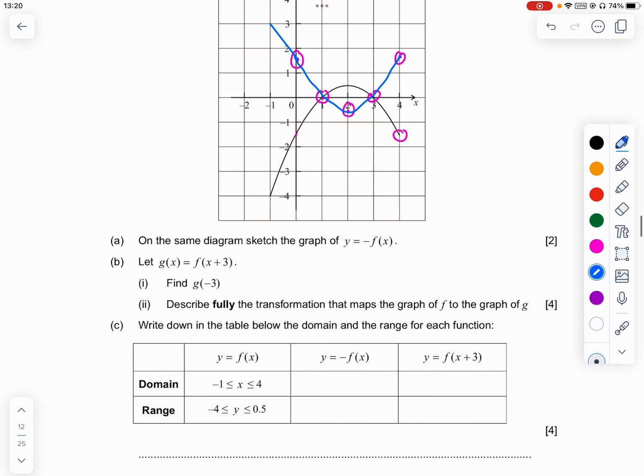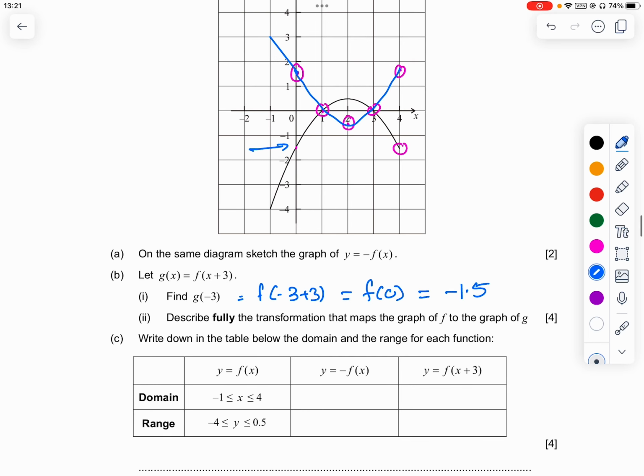Now g of x equal to f of x plus 3, find g of 3. So which is f of minus 3 plus 3, which is nothing but f of 0. What is f of 0 from the table or from the graph? Negative 1.5. Describe fully the transformation that maps the graph of f to the graph of g.